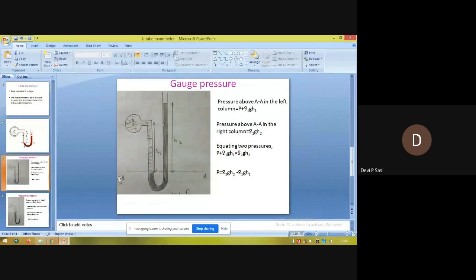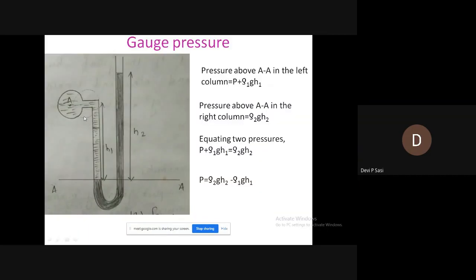Which is the datum line? AA is the datum line. We have to compute the pressure above datum line AA in the left column. What is pressure? Pressure is ρgh. So the pressure above the datum line in the left column will be ρ1 g H1. The liquid of the left column has specific gravity S1, density ρ1 and height H1. So what will be the pressure of the liquid in the left column?